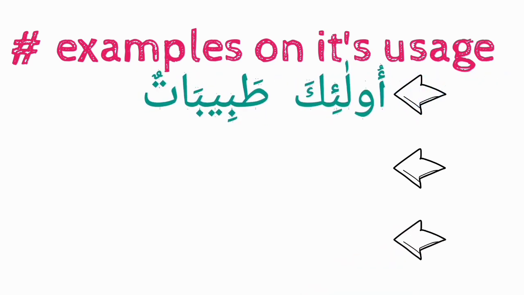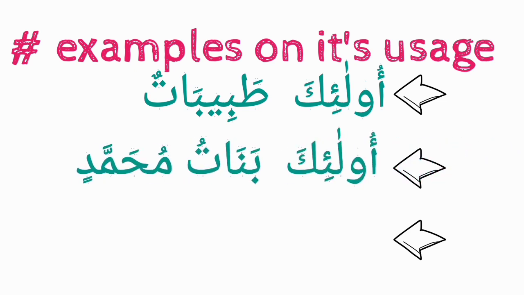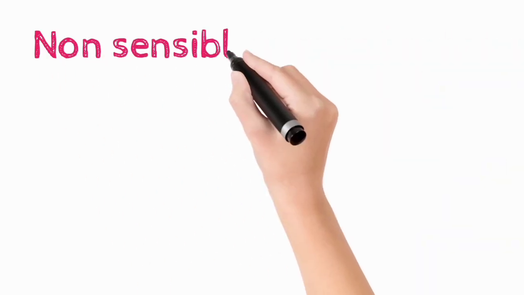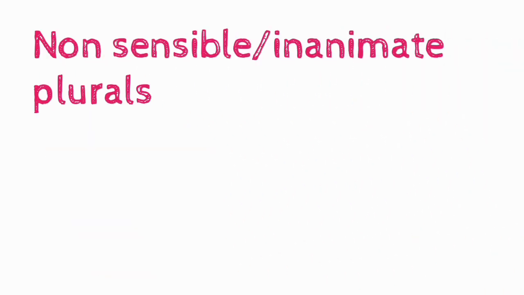Examples on how you can make use of ulaika for the feminine, we have here ulaika tabibatun, those are female doctors. Ulaika banatu Muhammadin, those are the daughters of Muhammad. And we have ulaika muslimatun, those are female Muslims. So these are how you can make use of it for the feminine.